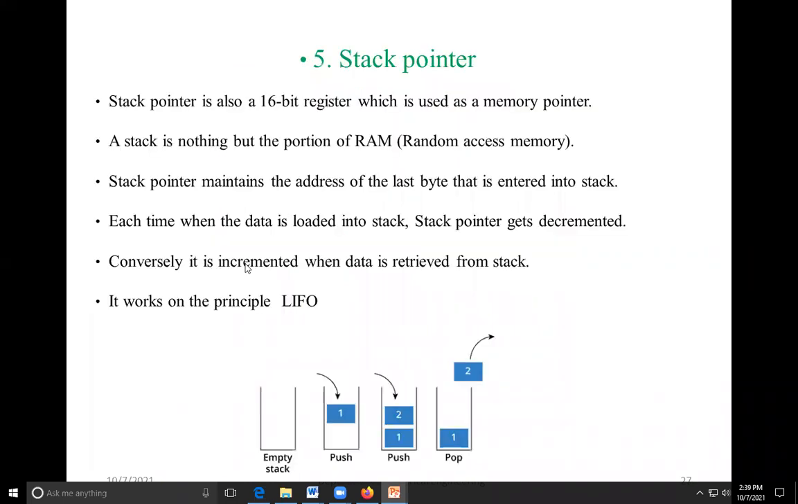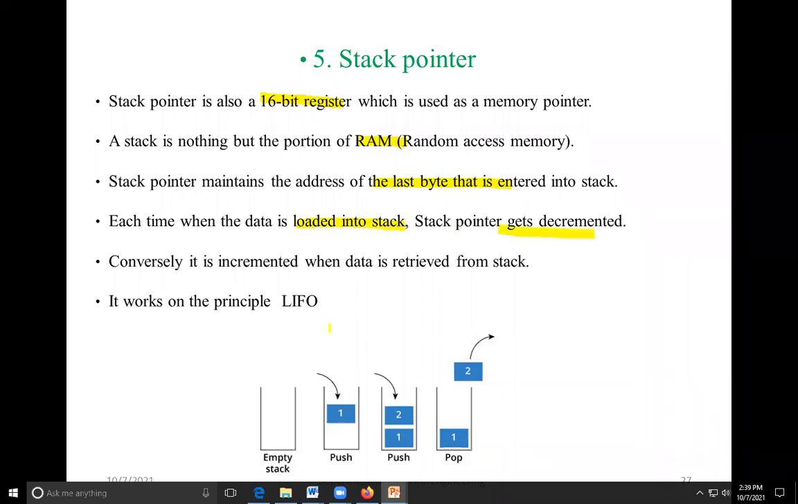Then next is the stack pointer. The stack pointer is also a 16-bit register. It is used as a memory pointer to a portion of the RAM, where the last byte is loaded into the stack.